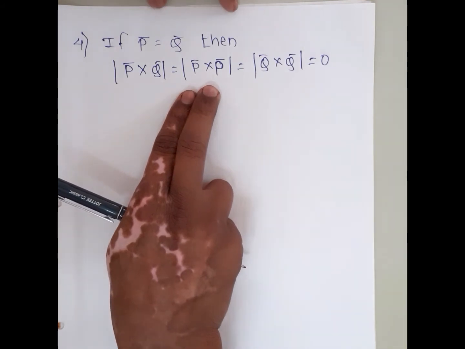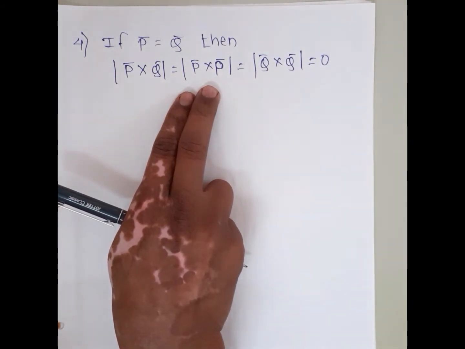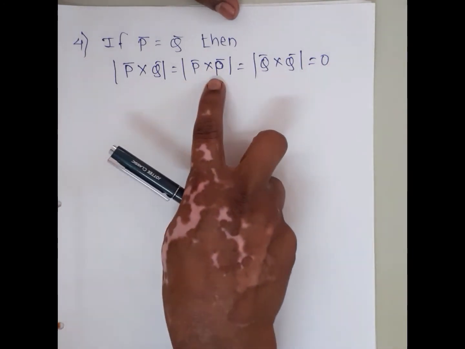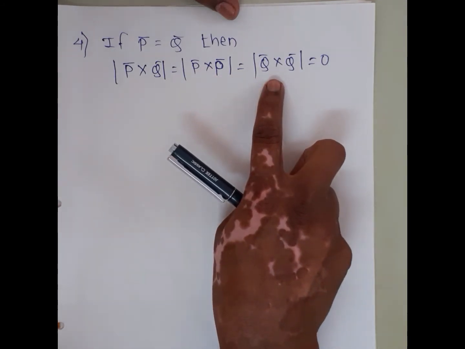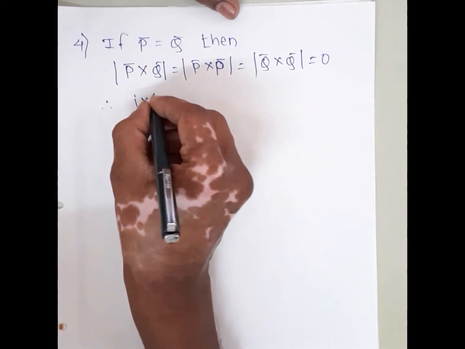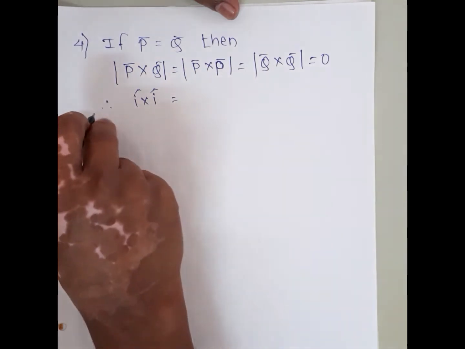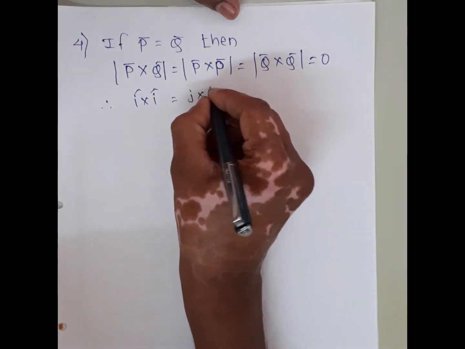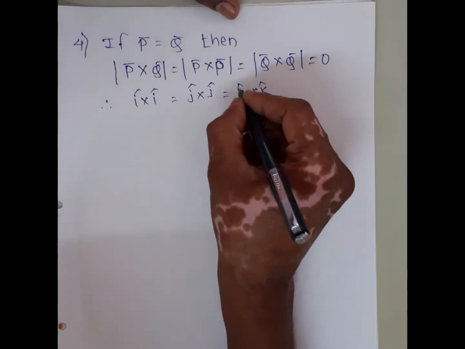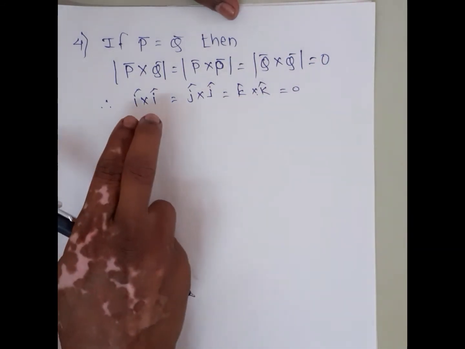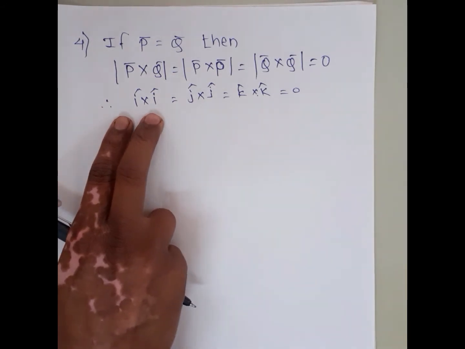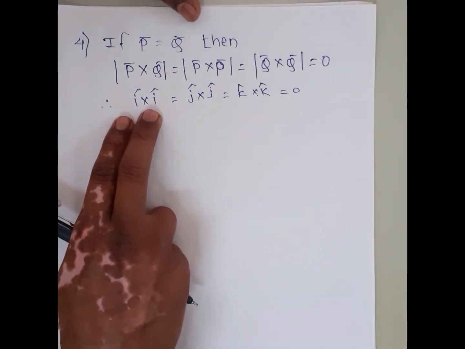Why? Because these two vectors are parallel to each other, and according to the special cases, if two vectors are the same, then the value is 0. So that's why here we write P bar cross P bar is 0 or Q bar cross Q bar is also 0. Therefore i cap cross i cap, j cap cross j cap, and k cap cross k cap are 0. It means if we take the cross product of two same unit vectors, then the value is 0.